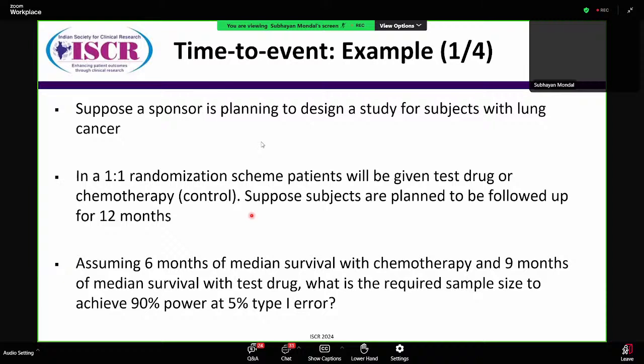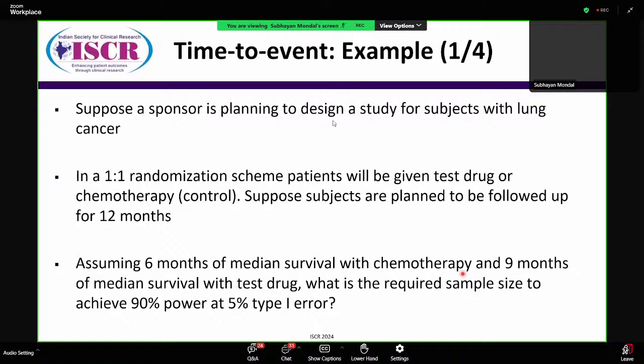And we follow up each patient for 12 months. Now, there are some assumptions that we generally get for the test drug from phase 1 studies or from molecules that have kind of similar composition of the test drug or any previous trial of similar kind. So for our case, the 6 months is the median survival for the chemotherapy. So half of the patients will die within 6 months if they are taking chemotherapy.